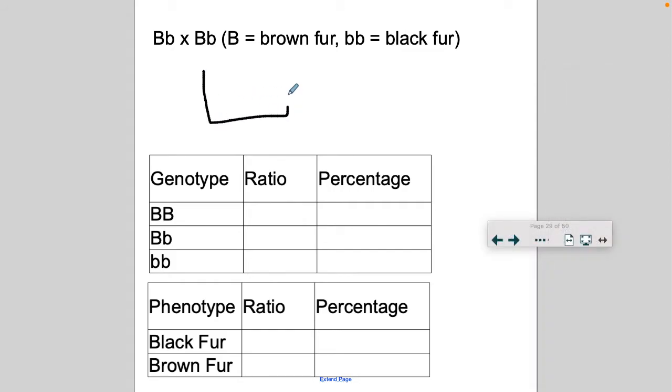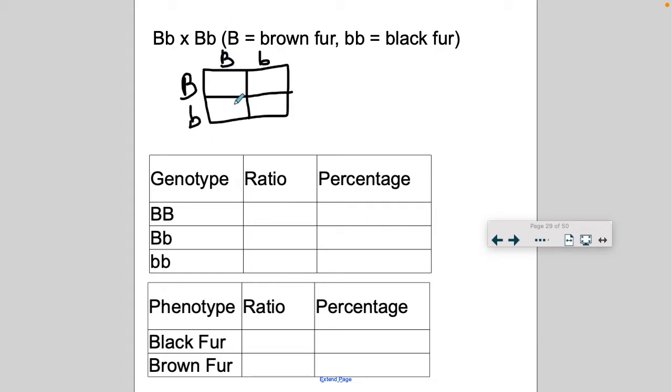I'll make my Punnett square. Okay, first step, draw your Punnett square. Second step, figure out your parents. Parent number 1, big B, little b. Parent number 2, big B, little b. Next step, fill in your Punnett square.